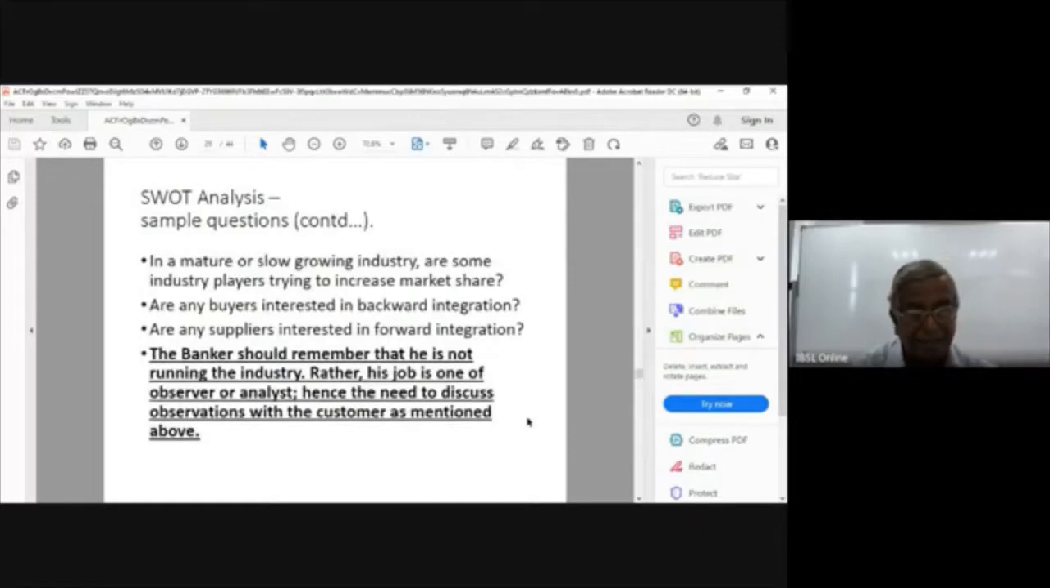Similarly, are any suppliers interested in forward integration? Suppliers are supplying to the industry. If they want to go for forward integration, they want to start doing what the industry is doing. Again, it is a threat to the company working in the industry. So similarly, you must analyze and see where your customer is, the competitive position of your customer.